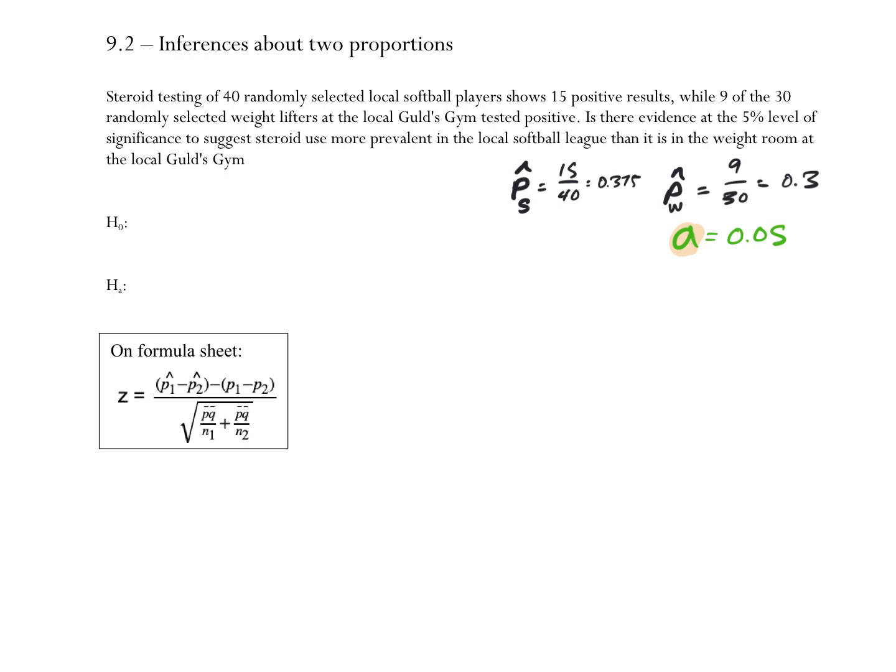As we think through, convincing evidence that the softball is more prevalent, right? Are you guys with me? So that would be that the proportion for the softball team is bigger than the proportion for the weightlifters. Are we comfortable with that? What would that make my null hypothesis? That PS is less than or equal to PW.